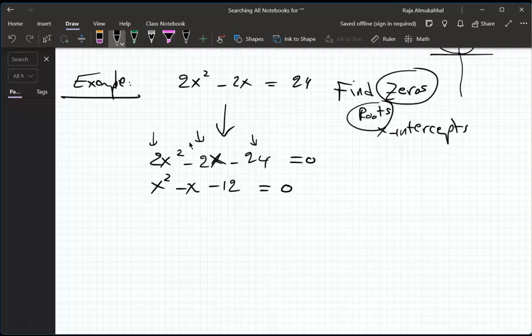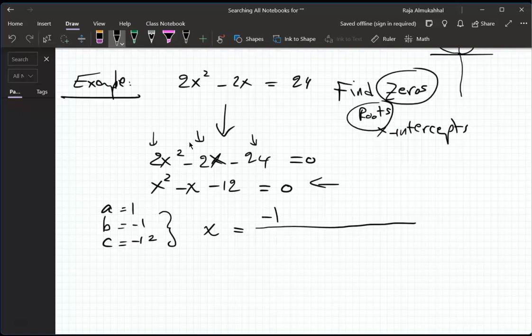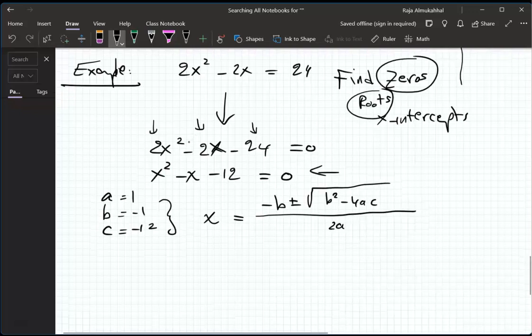And there we go. This is basically my quadratic equation. So now I'm ready to use the quadratic formula. So let me get the value of a, b, and c. So a here, as you can see, is 1. b is -1. c is -12. And then I'm going to use my quadratic formula. Let me write it down. Minus b plus or minus square root of b squared minus 4ac divided by 2a. And then we plug it in.